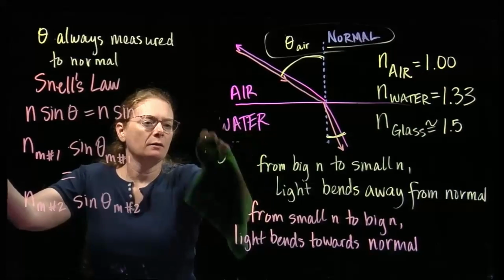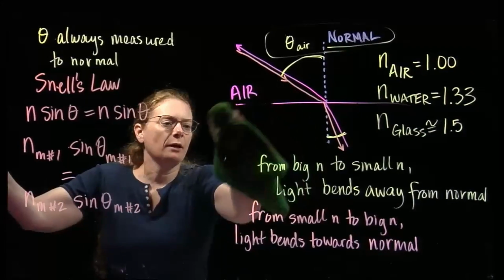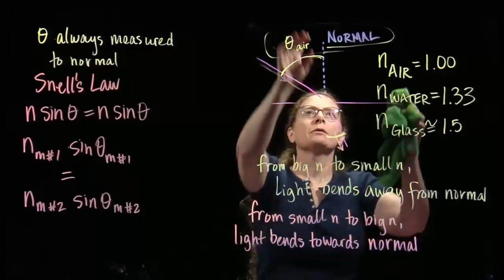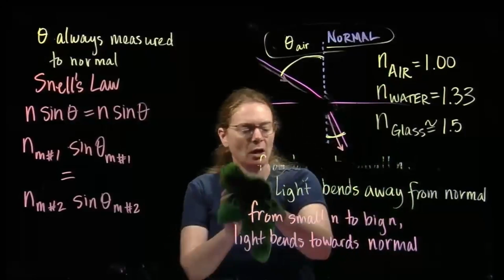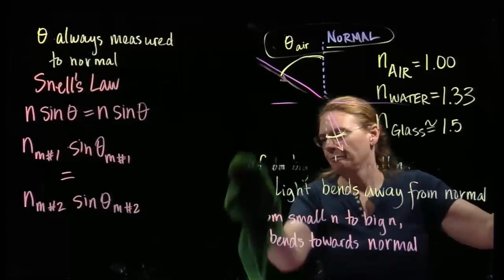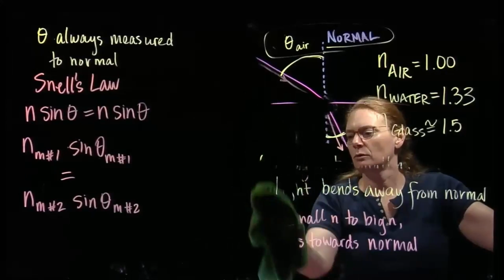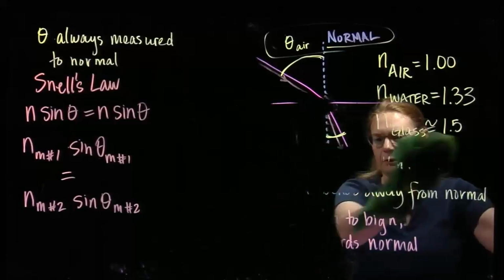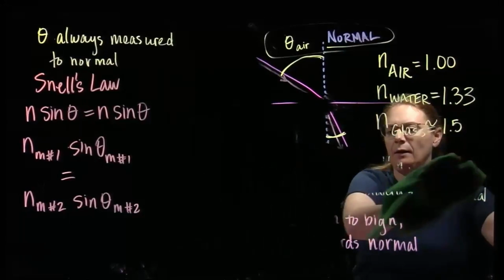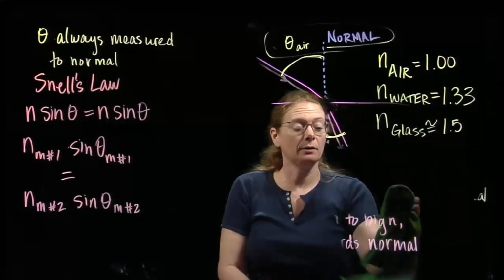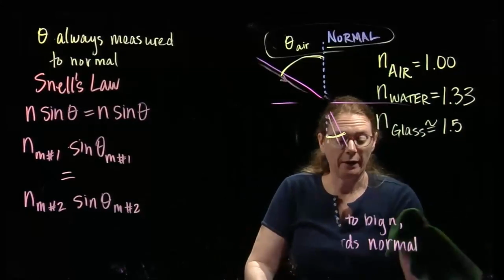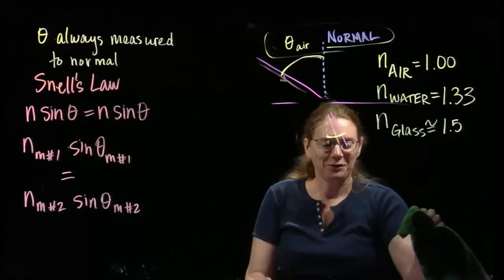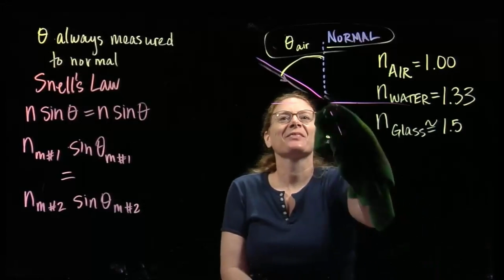And we can do some quick calculations, give it a try. Suppose I'm going from, let's do air into water, and let's see if we can actually show that the light will bend. Air into water means we're going into a more dense material, which means we should bend towards the normal.